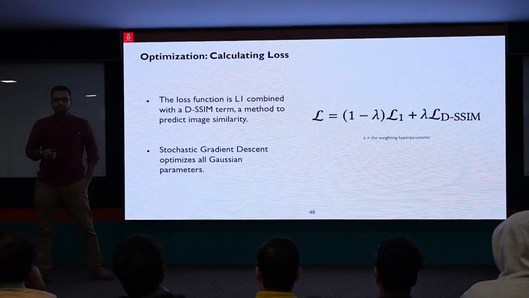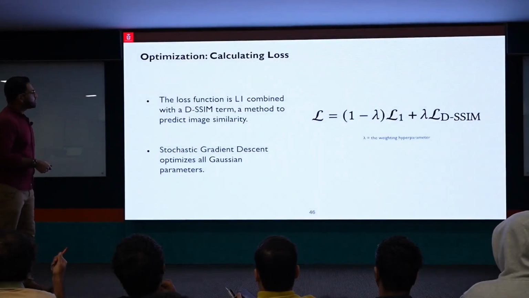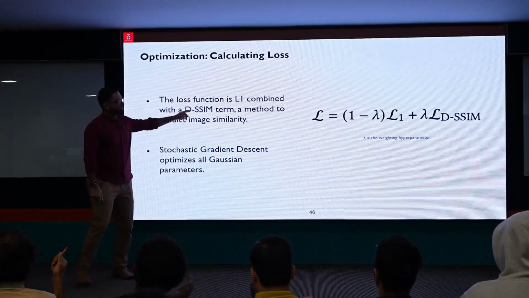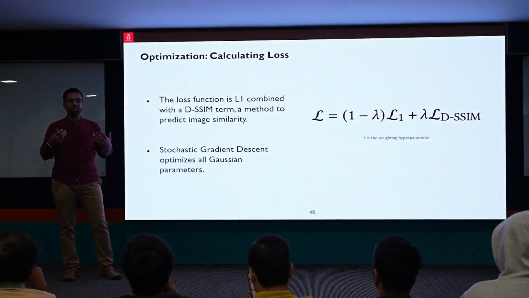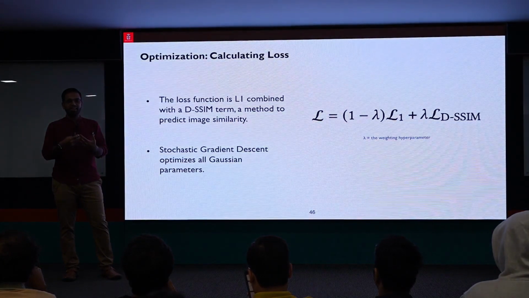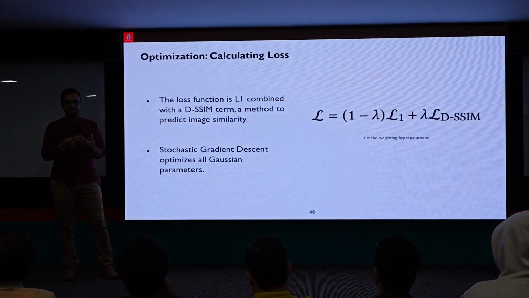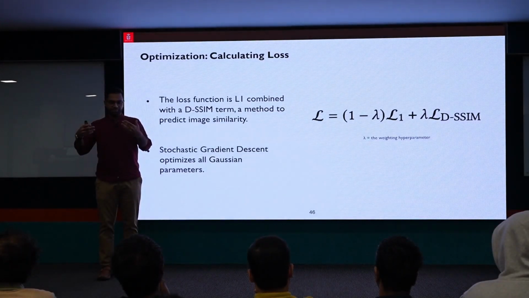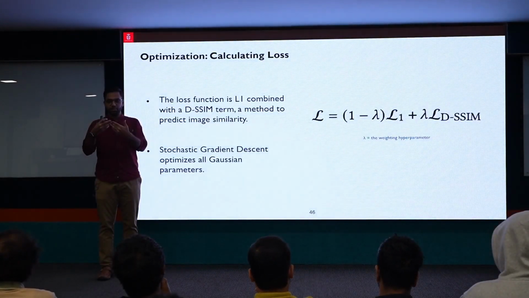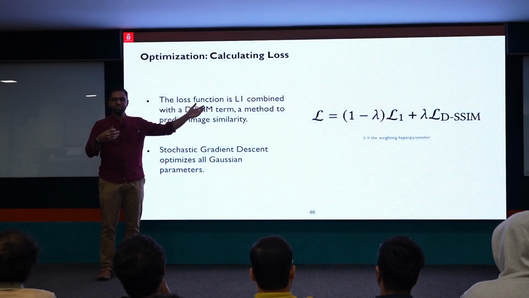SSIM is a structural similarity metric. It's a way to figure out how similar 2 images are, or parts of 2 images are. We want to make sure that the ground truth and the image that we generate using Gaussian splatting look similar, so we're using that as a measure of how similar they are.